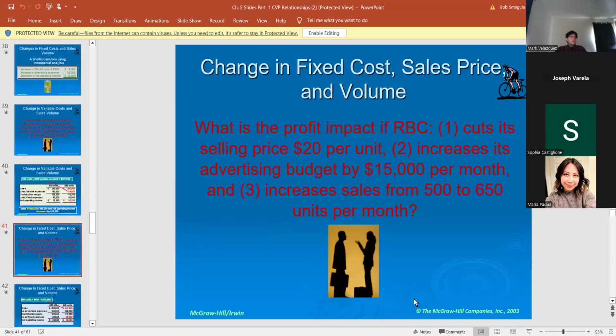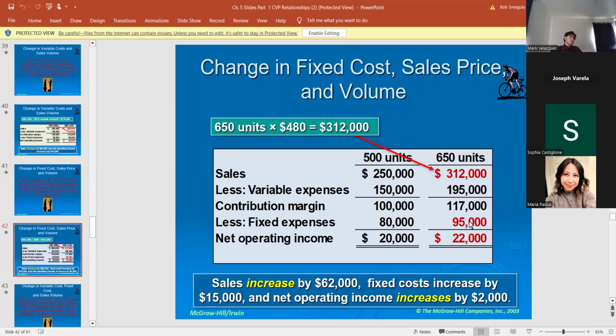What if we change the fixed cost, the sales price, and the volume? Good gosh. What is the profit impact? They cut the selling price, holy cow, by $20, increased the advertising budget by 15, and increased the sales from 500 to 650. So we have a lot of things to consider. Let's take them one by one.